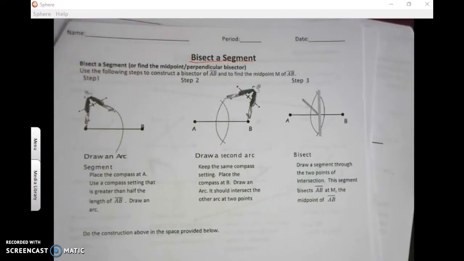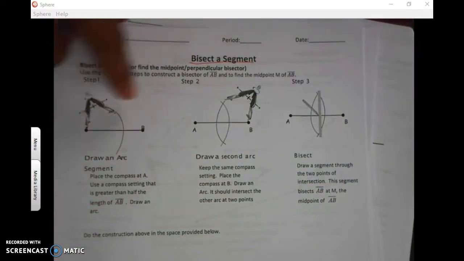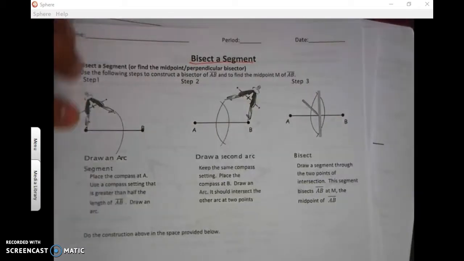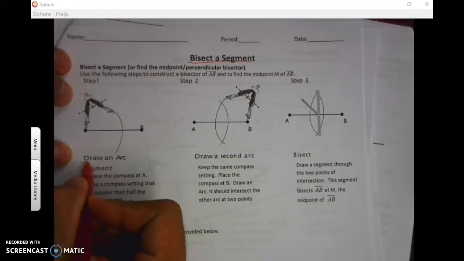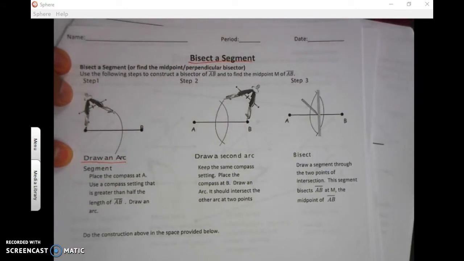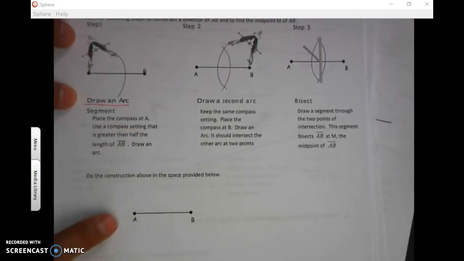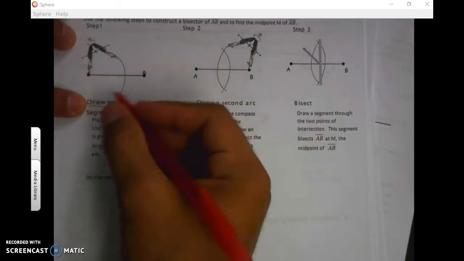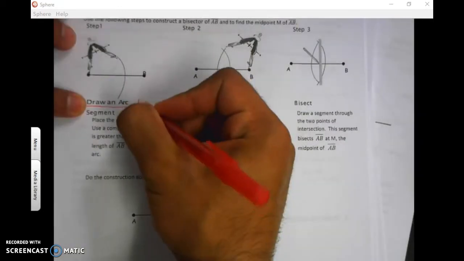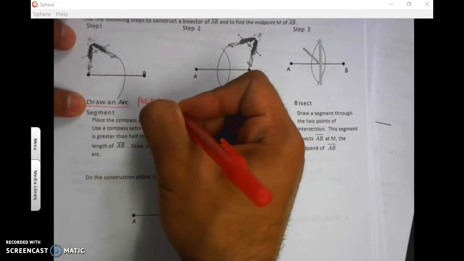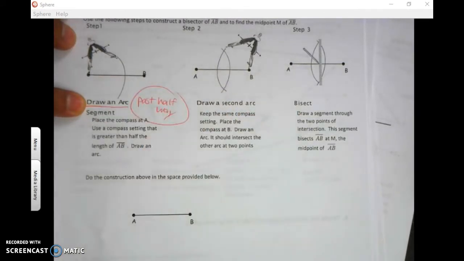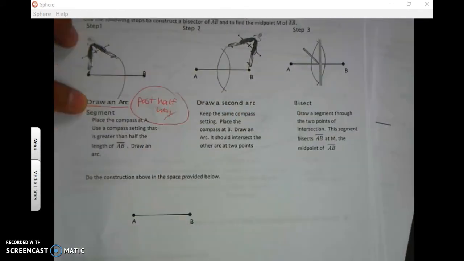So again, don't take the easy way out. I have to see every one of these little marks on it, or I know you didn't do it correctly. So what is step 1 right here? Draw an arc. So our examples down here on AB, our first step is to draw an arc. I need you to add this on there. So please write this right here. When it says draw an arc, I put past halfway. Very important. If you don't do it past halfway, it's not going to work.